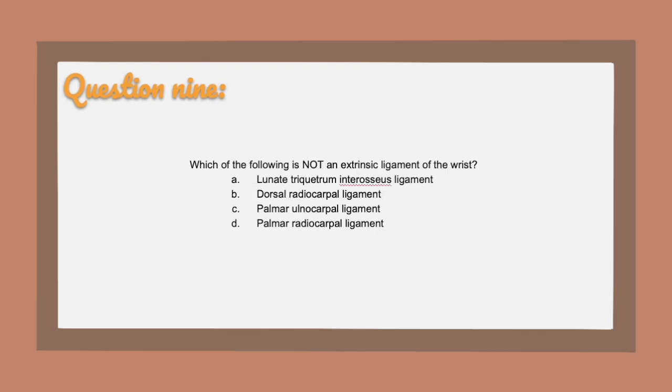Question 9. Which of the following is not an extrinsic ligament of the wrist? A. The lunate triquetrum interosseous ligament, B. The dorsal radiocarpal ligament, C. The palmar ulnocarpal ligament, or D. The palmar radiocarpal ligament.